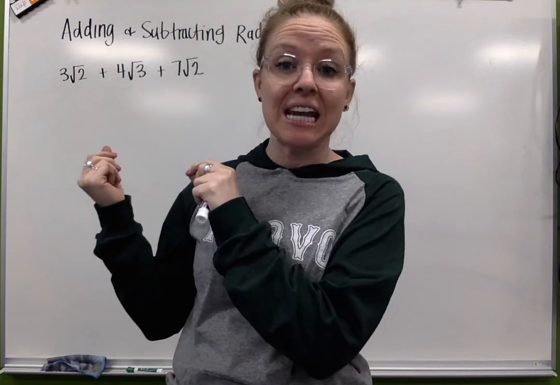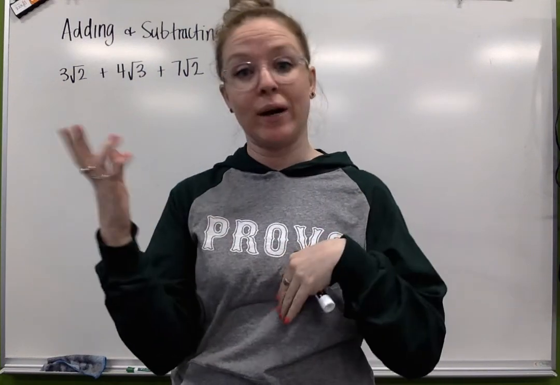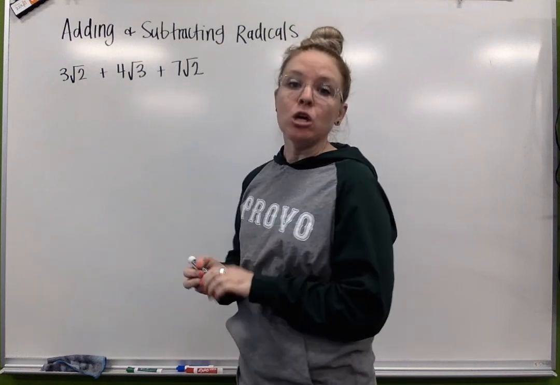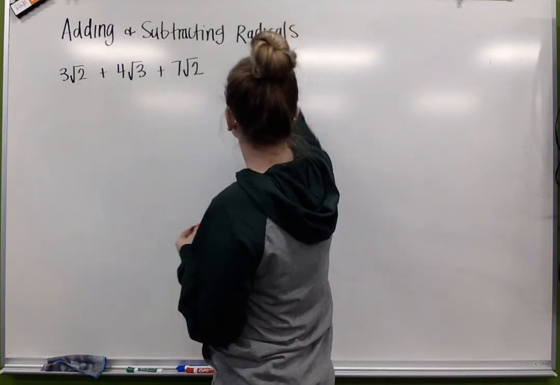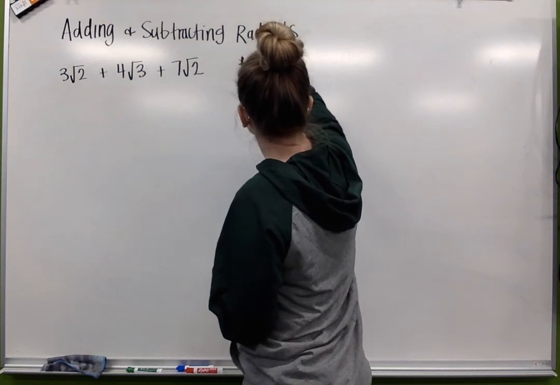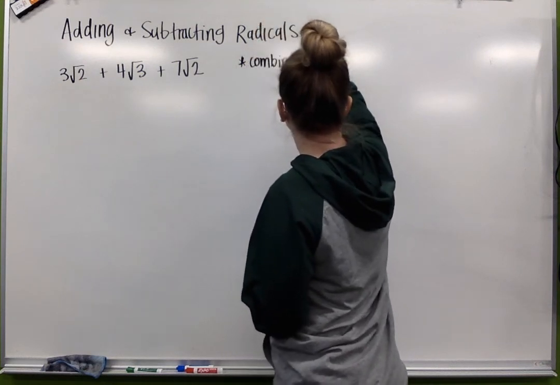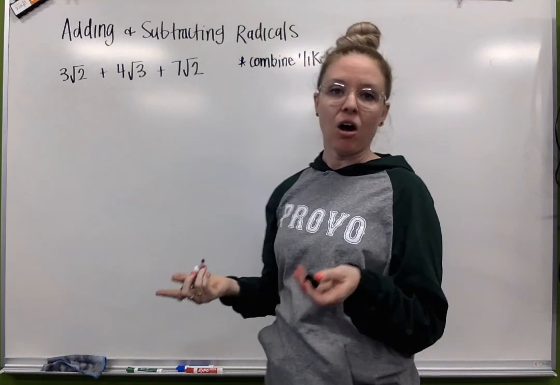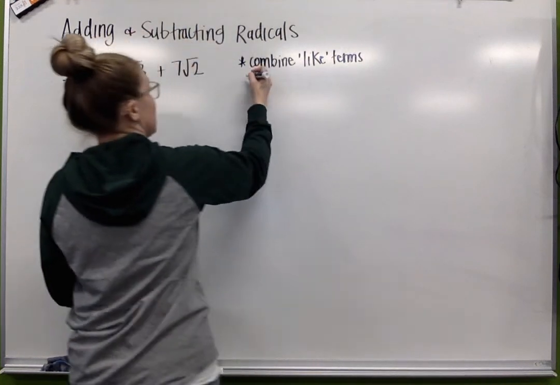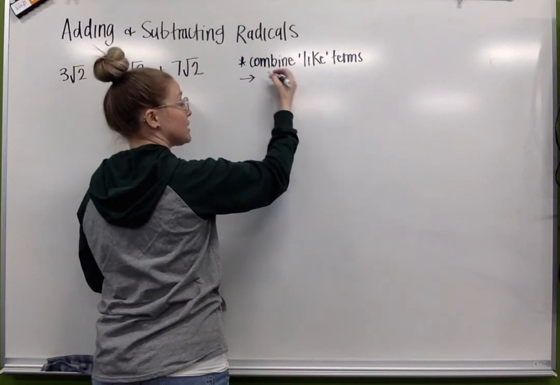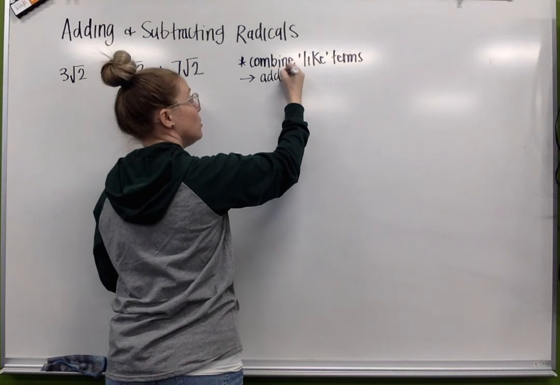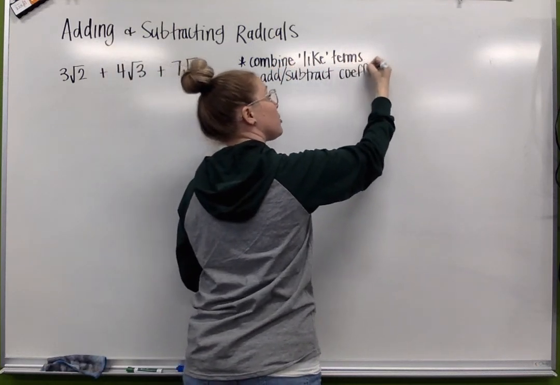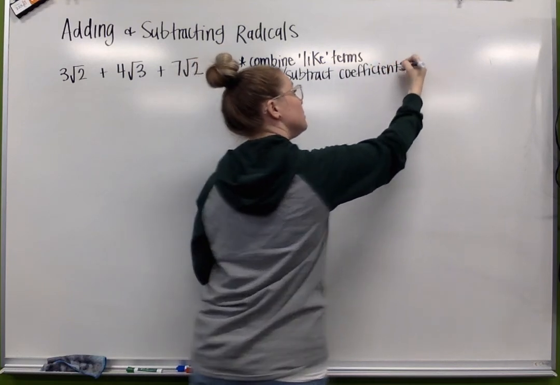So in this case, instead of matching x's and y's and x squareds and all that good stuff, we're going to be matching radicals. So when we're adding and subtracting our radicals, we want to be able to combine like terms, just like we've been doing. But now our terms that we're combining are like radicals. And when we're combining our like terms, we're simply going to add or subtract the coefficients. And remember, coefficients are just the numbers out front.